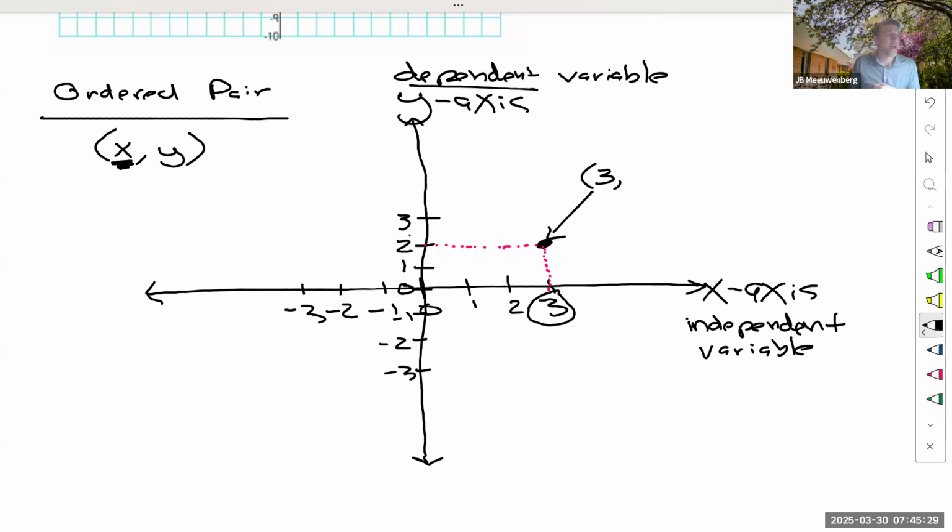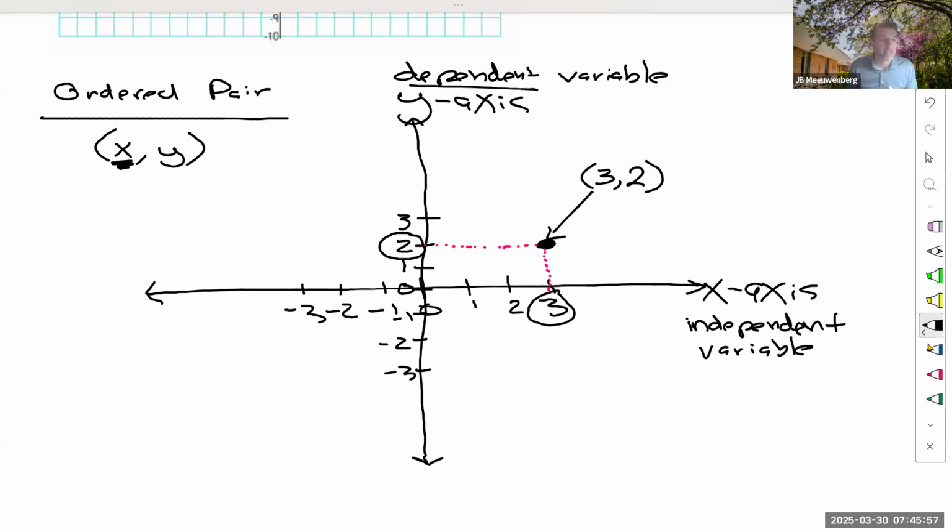When we follow it over to the y-axis, this is the second number. And so we put our comma, we put the 2, and then we close that parenthesis. And this ordered pair is the coordinate or the point right there. It tells us the location of that point. And so that's how we go about identifying points and naming points in space, right? And we're all using the same common language.